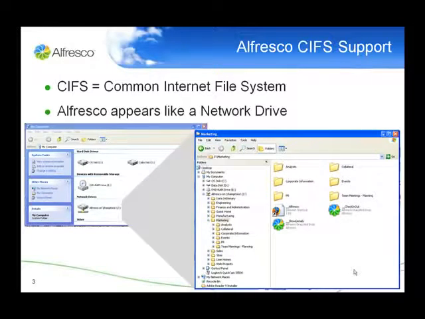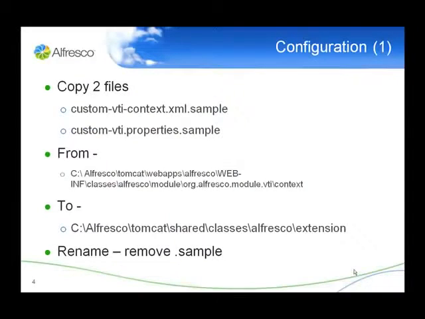You can try this for yourselves. You can download an evaluation version of Alfresco Enterprise Edition, go to our website, download it, and get it up and running in about 5 minutes. There are a couple of things you need to do to configure the CIFS server. We've put in there 2 sample files, custom VTI context.xml and custom VTI properties. These are both sample files. You can find them, and you can see the link there to where they're found.